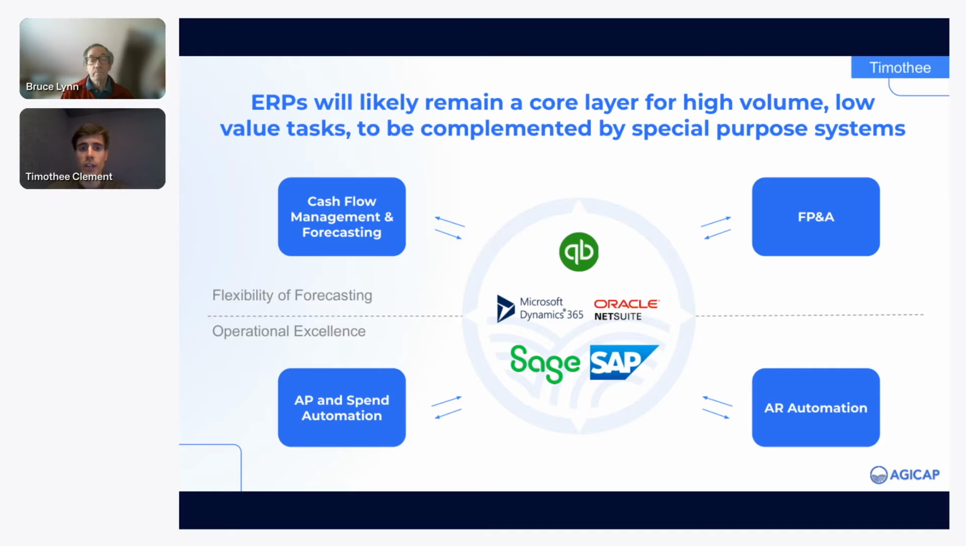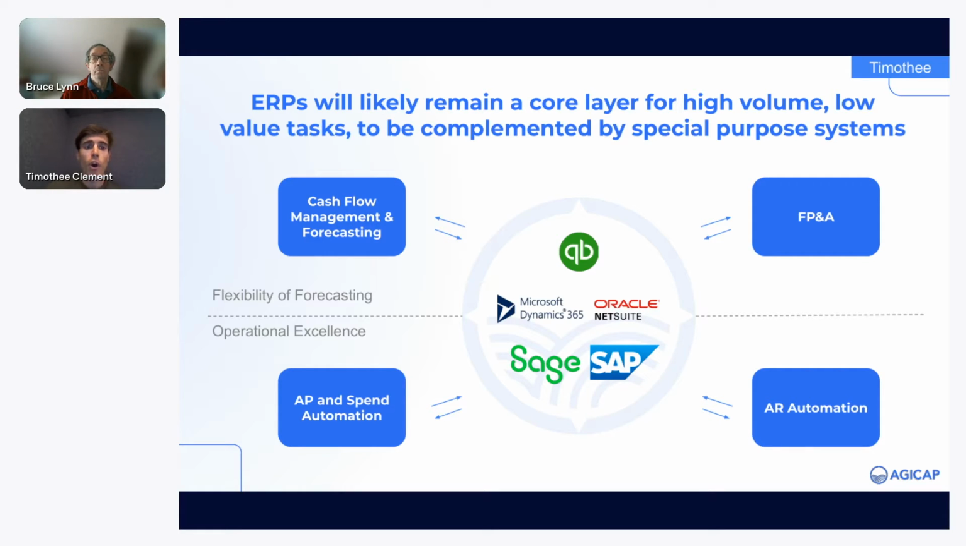A few examples here of special purpose systems that can communicate on top of the ERP and that can connect with them. So for forecasting, if you look at the top, cash flow management and forecasting that we are discussing today, but you see also some nice solutions that are growing currently for FP&A, to build business modeling and projections more from a P&L basis, very complementary to cash forecasting solutions, and they work hand in hand.